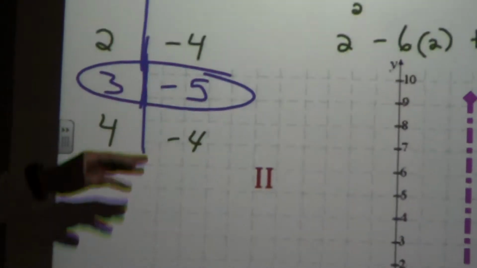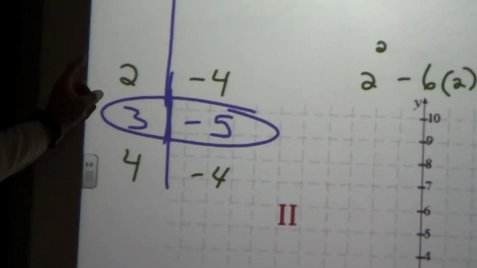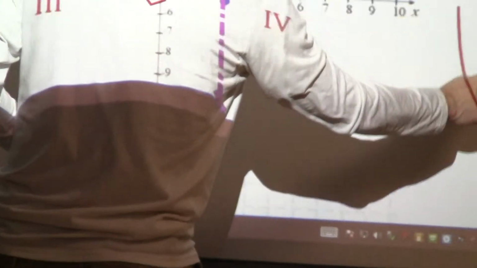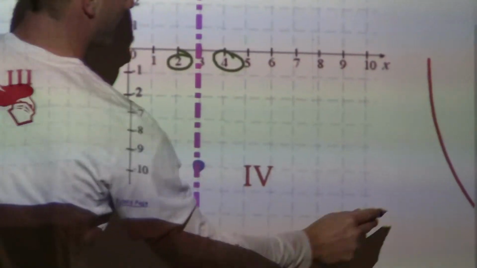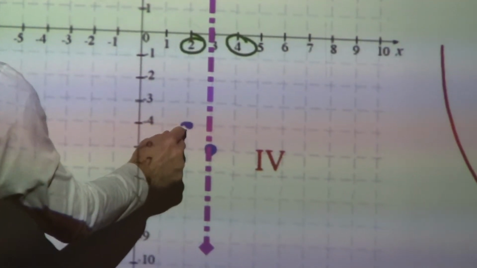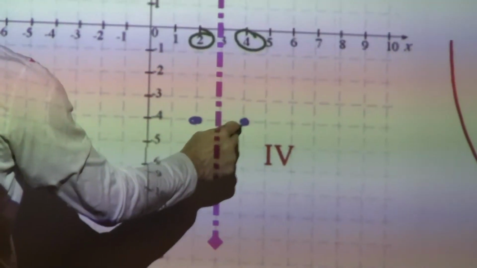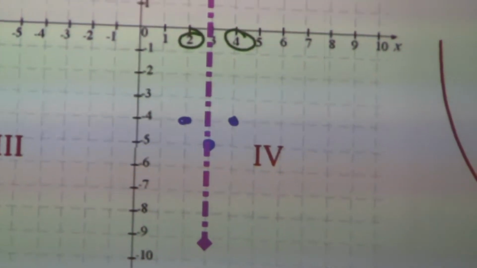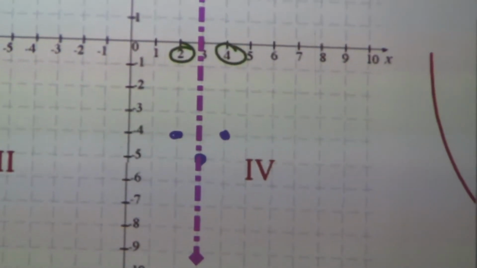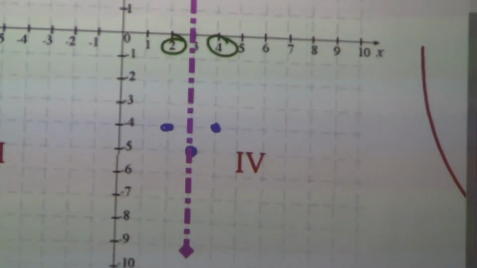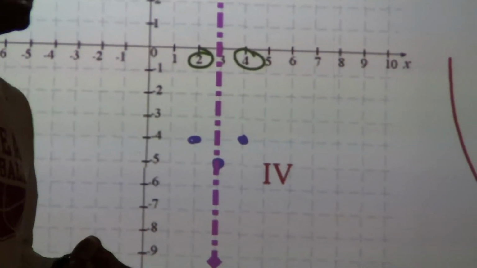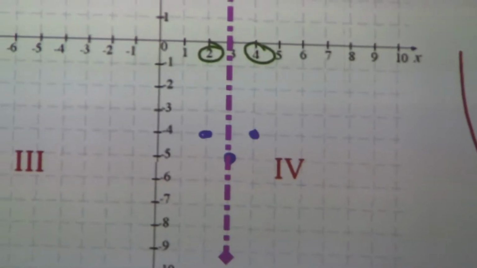So now I can graph both of those points. 2, negative 4, and 4, negative 4. 2, negative 4 lies right there, and 4, negative 4 lies right there. And I need to do this exercise one more time. I would highly suggest that you graph at least 5 points. The vertex, graph the vertex, and graph 2 other pairs.